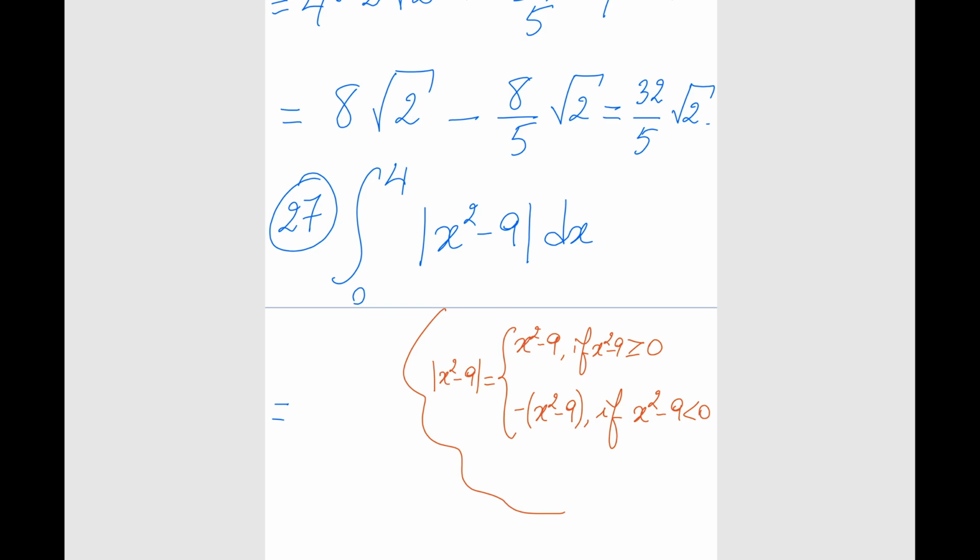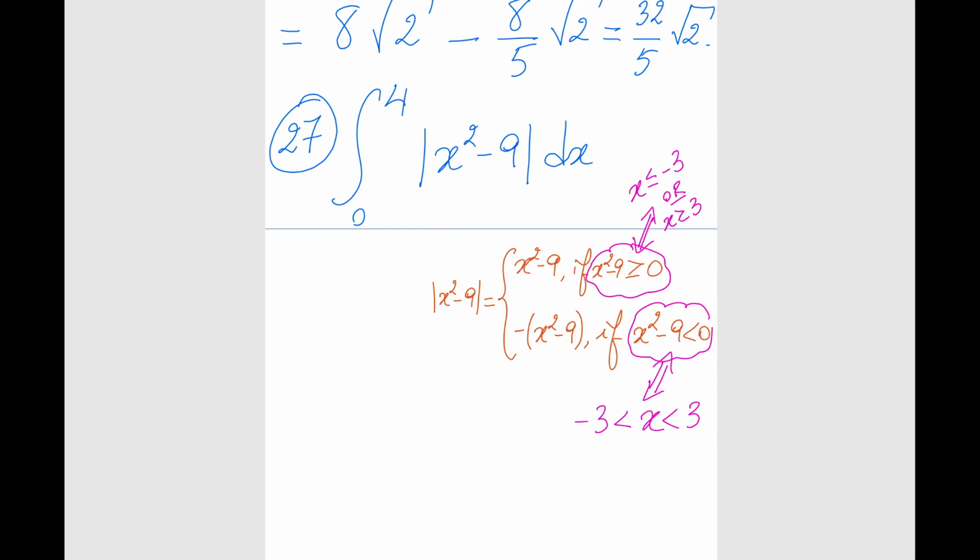Correct? And when is x squared minus 9 non-negative? If you unravel what this means, this is the same thing as saying x is less than or equal to negative 3, or x is greater than or equal to 3, right? So if this happens, that's exactly when this happens. So these two are the same. And what does this mean? X squared minus 9 is negative. This means that x is between minus 3 and 3. Correct? Let me give you more insight into why this is the case.